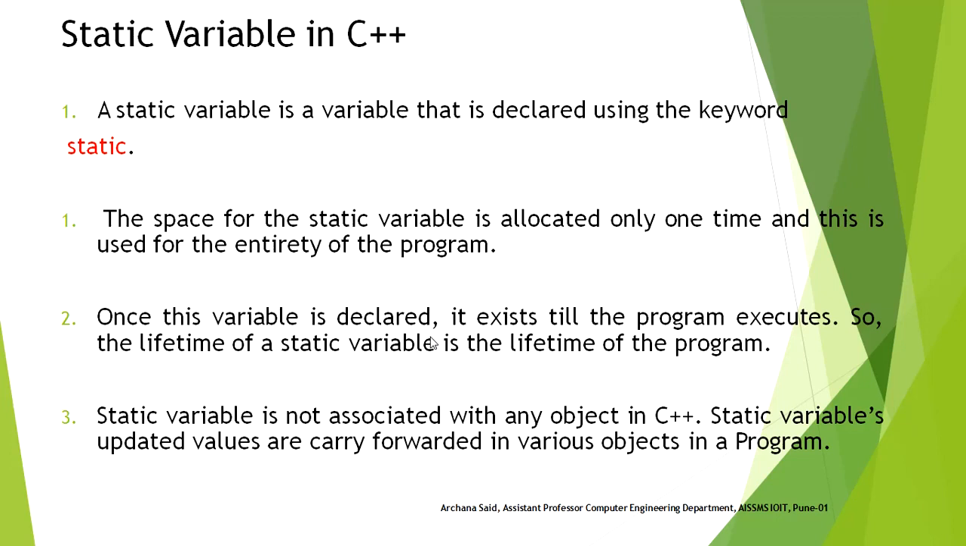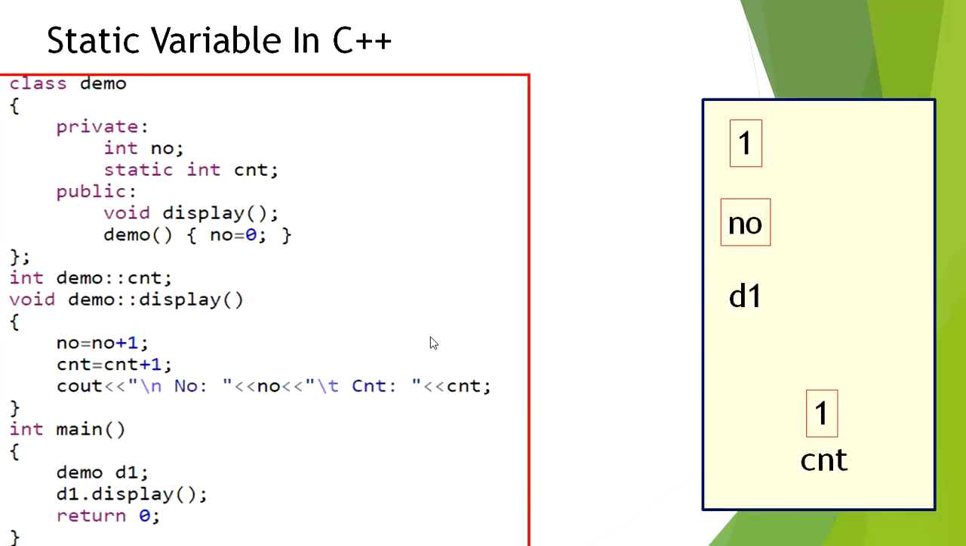The static variable is not associated with any object in C++. It is called as a class variable. The values of the static variables are updated, and the updated values are carry forwarded in various objects in a program. So let's go through the example.